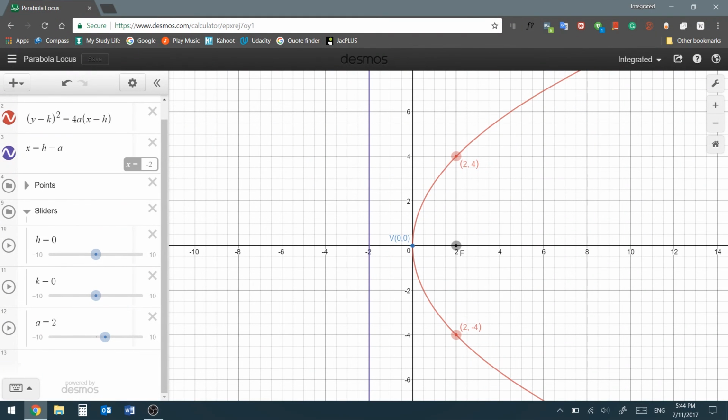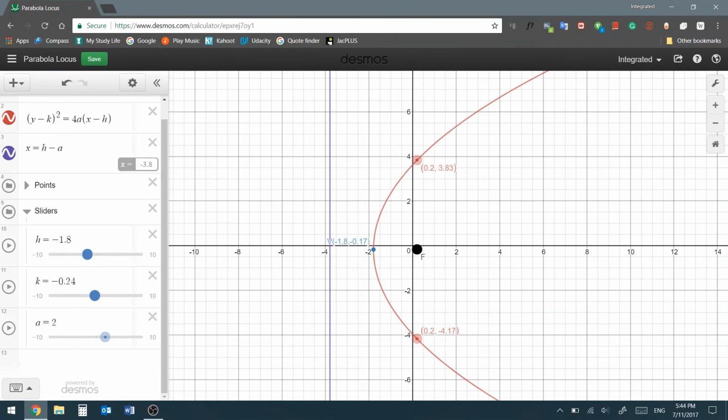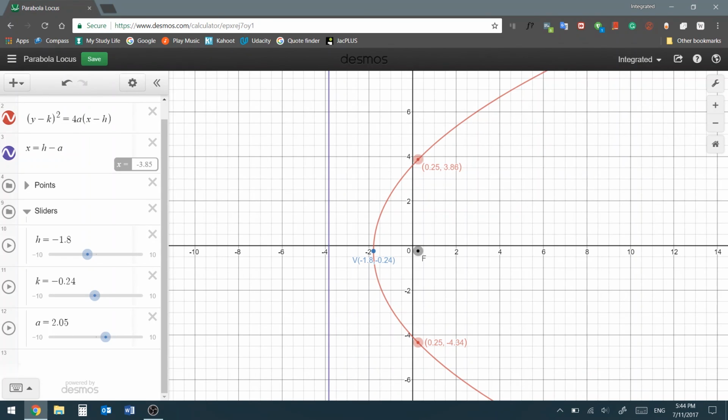So just like in all the other locus videos, you can go and play around with this yourself in Desmos. You can move the focus wherever you like, and you can also change the a value similarly. And you can see how that affects everything. You can see all the magic on the side here, so you can play around with it yourself.